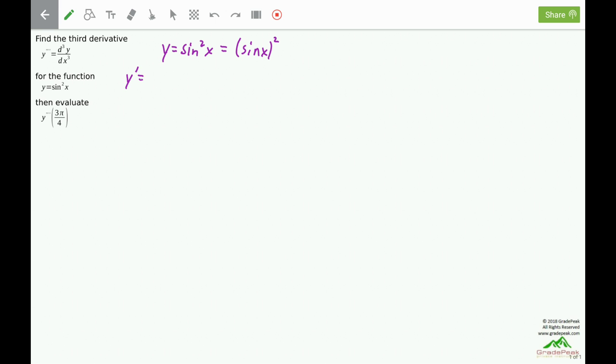The first derivative, y prime, or dy dx, will be, start with a power rule. We'll bring the power down, leave the inside alone, subtract 1 from the power, and then multiply by the derivative of the inside to complete the chain rule. So we have 2 sine x cosine x.